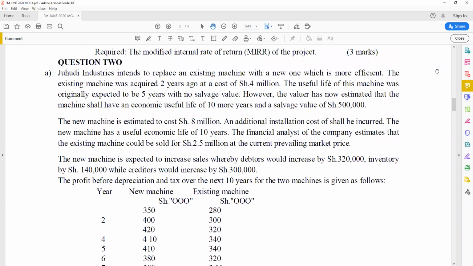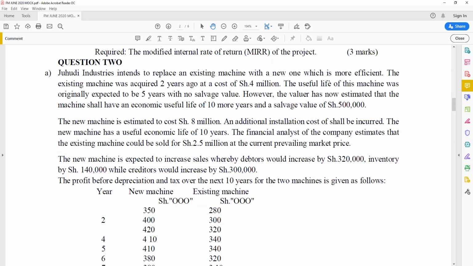Now, in this question, this is a replacement question. This company wants to replace an old machine with a new machine, which the company thinks is more cost efficient. So you need to test whether it is going to add any value to the company. Should the company dispose of the old machine and get a new one? Of course, it's going to be based on the cost-benefit analysis, the appraisal which you're going to carry out.